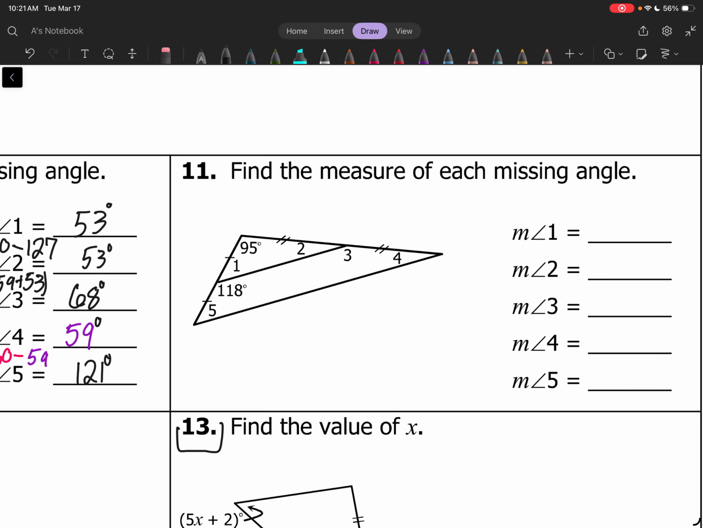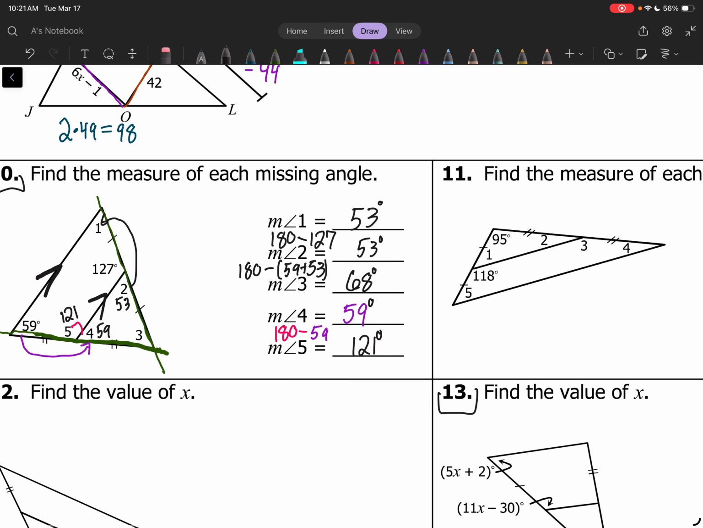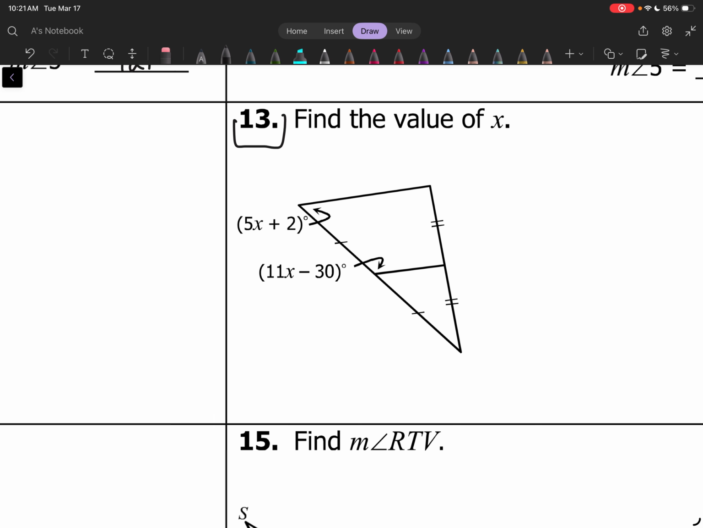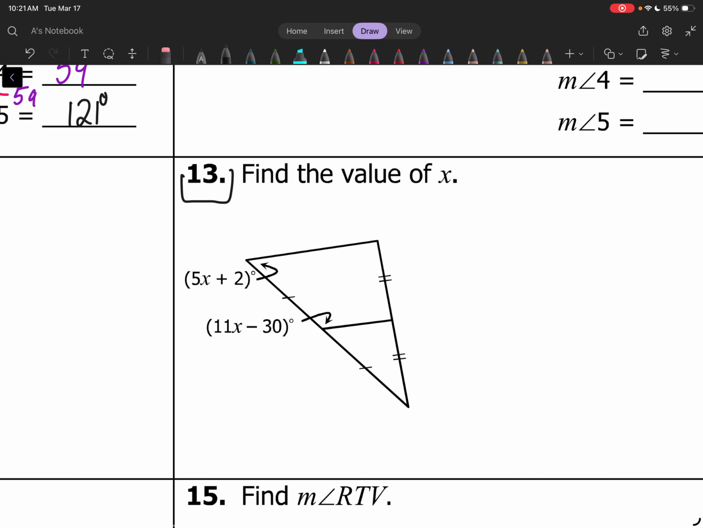Try number 11. I'm going to do 2 more problems, let you do the other 2, and we'll be done. Find the value of x. 11x minus 30 and 5x plus 2.